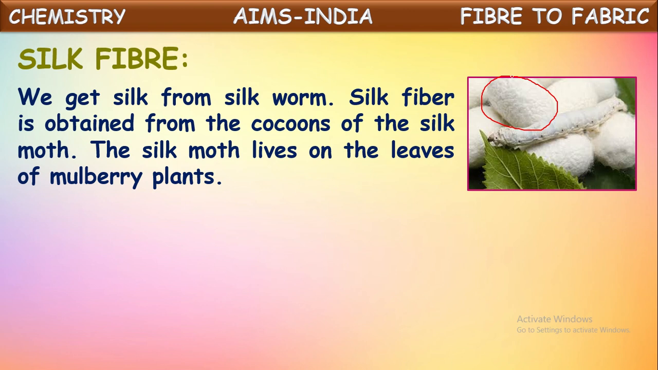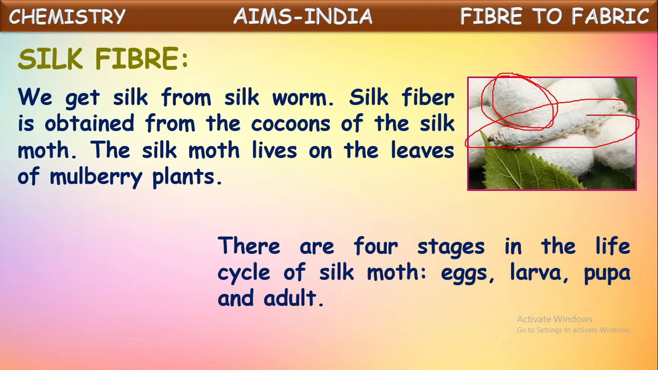The silk moth lives on the leaves of mulberry plants. Generally these silk moths live on the mulberry leaves. They grow by eating these mulberry leaves, and then they give these cocoons of silk. From these cocoons, silk fiber is obtained.